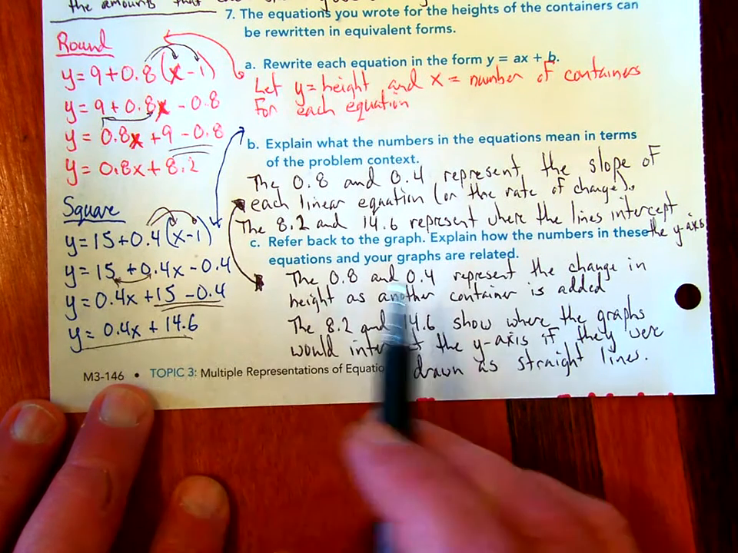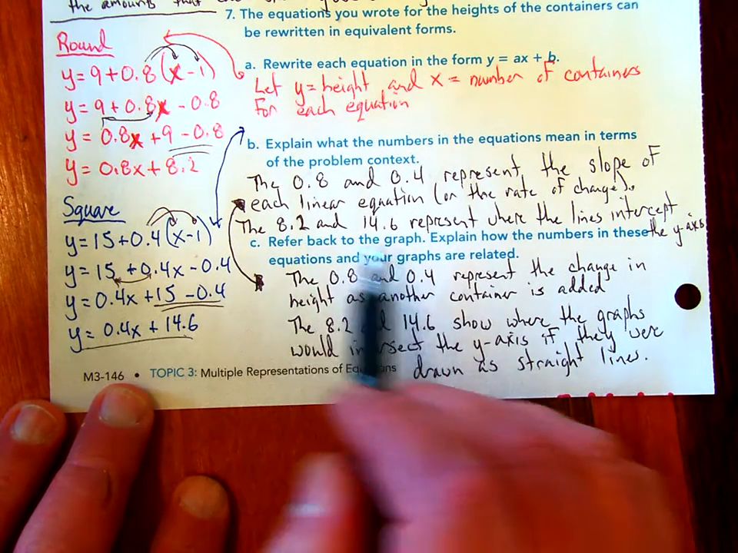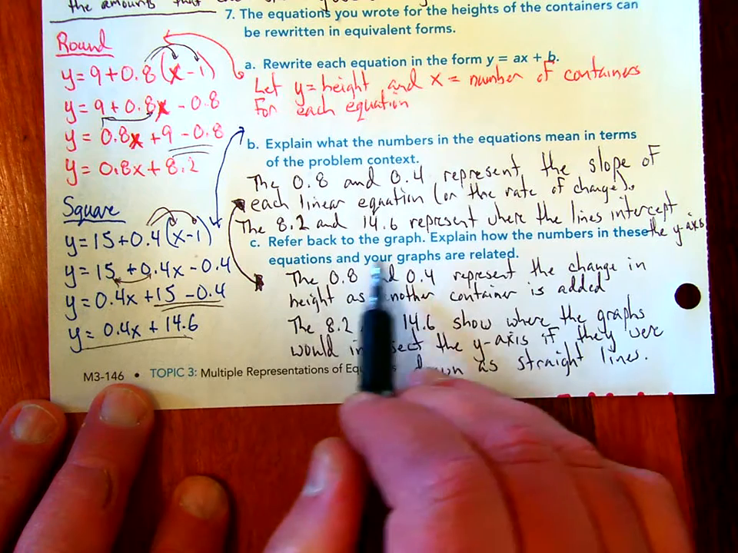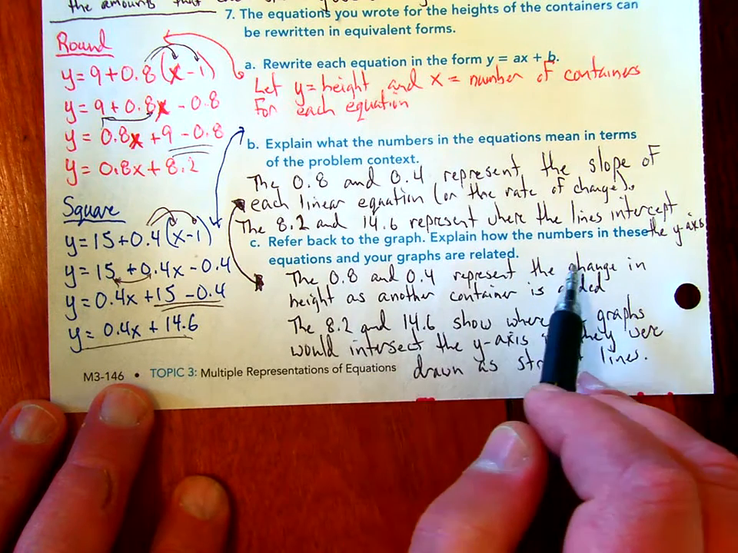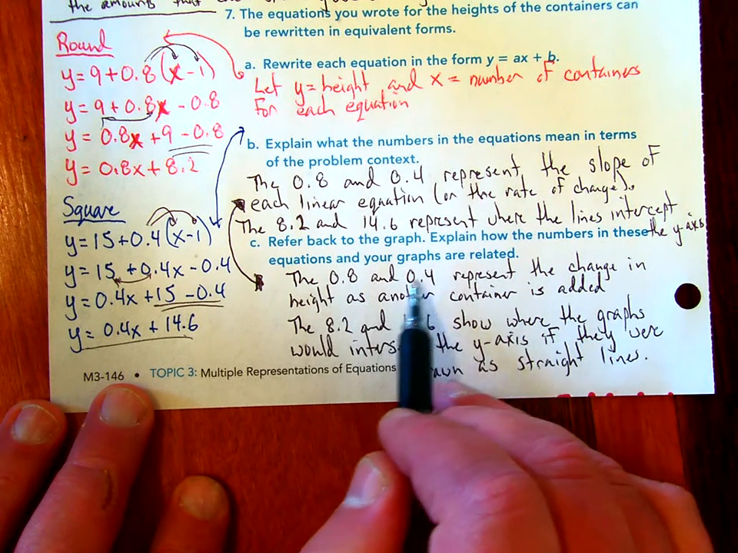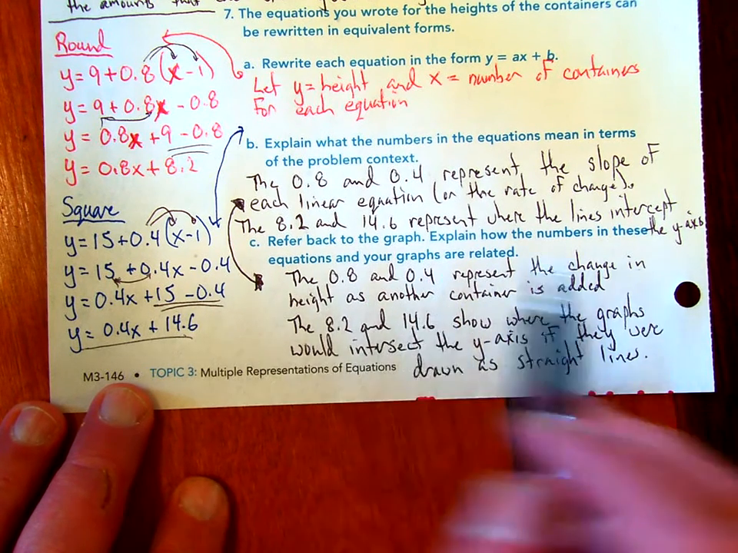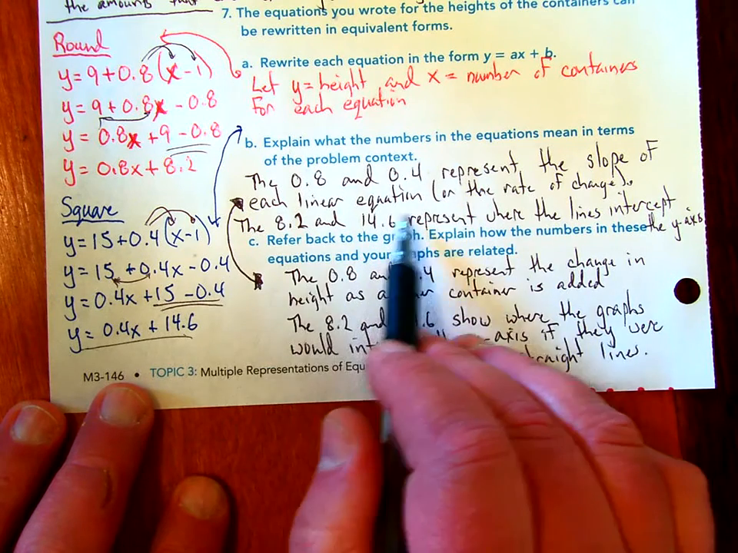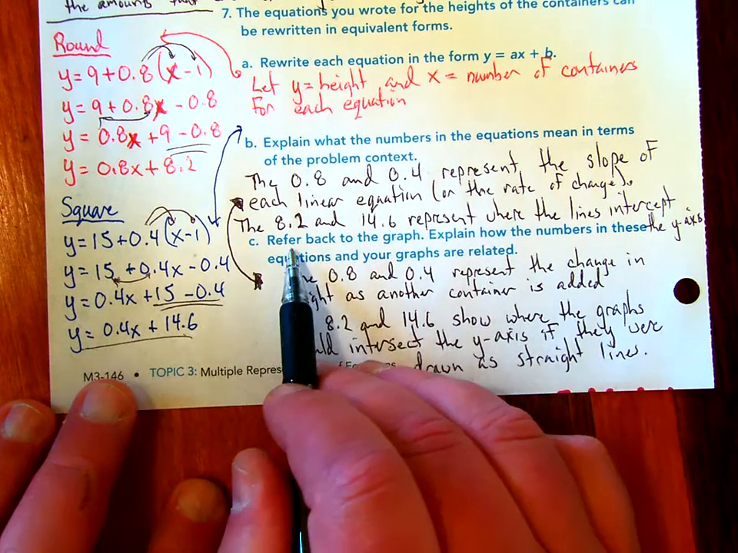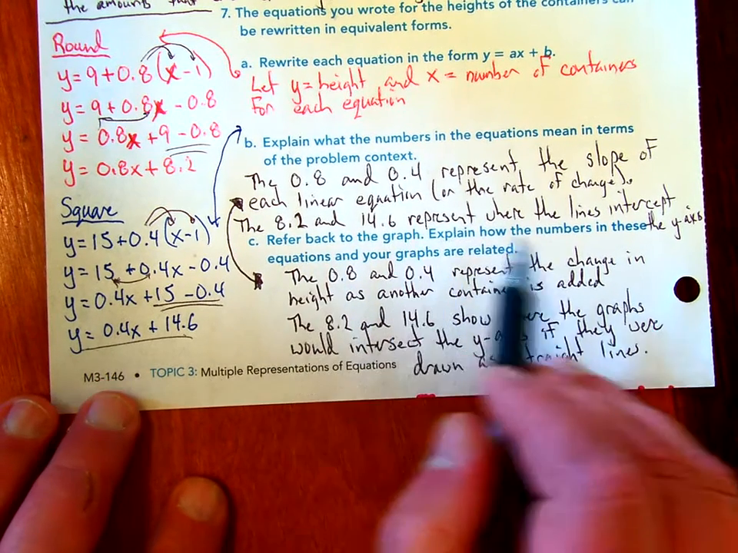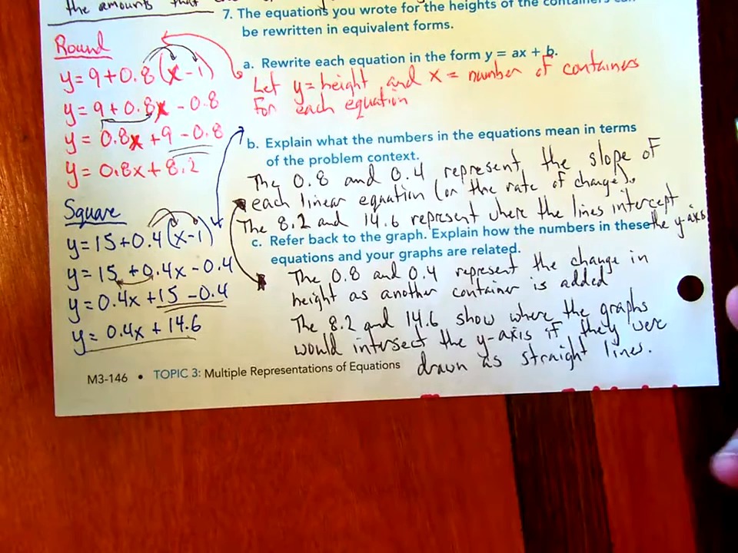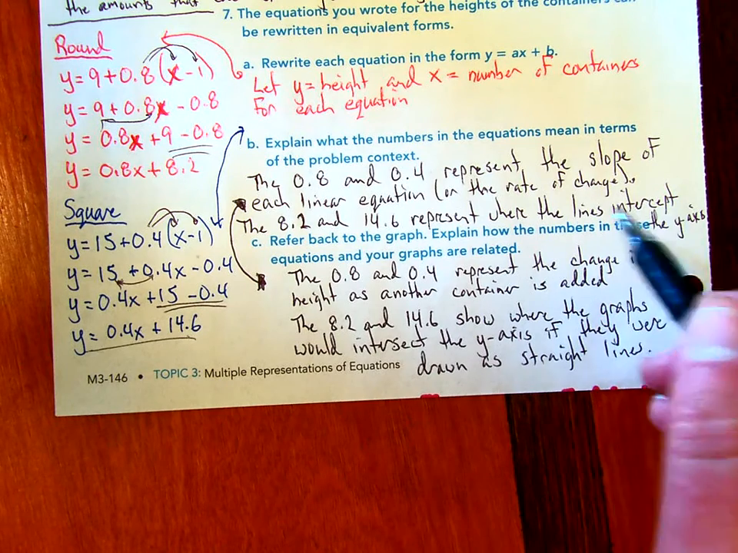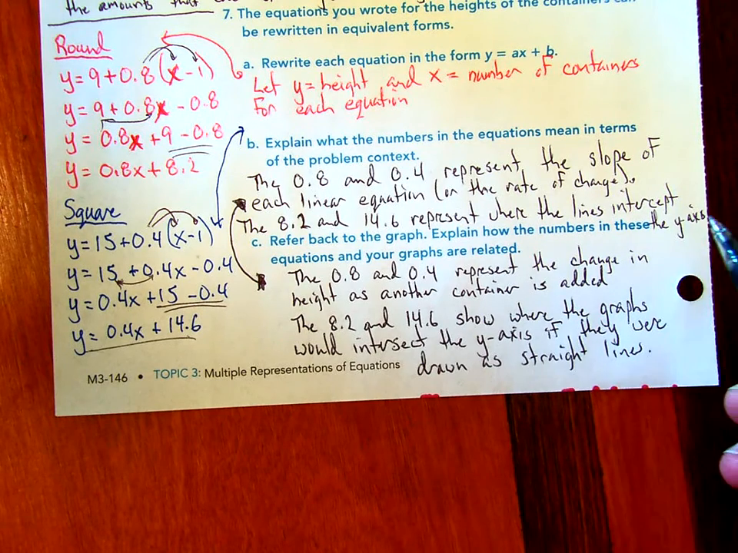And then refer back to the graphs, explain how the numbers in these equations and your graphs are related. The 0.8 and 0.4 represent the slope of each linear equation, or the rate of change. The 8.2 and 14.6 represent where the lines, I should have said, would have intercepted the y-axis, and especially, again, if they were drawn as straight lines.